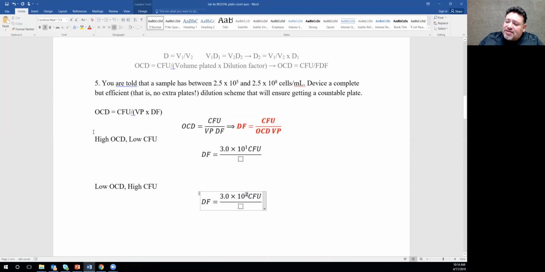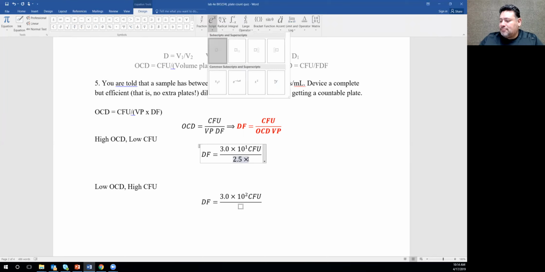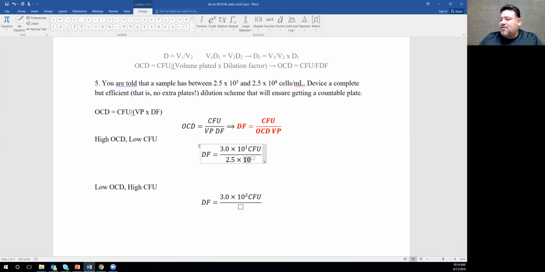What kind of an original cell density? In the first one, it has to be high. Which was the high between these two? Well, 10 to the 8th is higher than 10 to the 5th. So that's my high. So right here, at high OCD, I'm going to put 2.5 times 10 to the 8th, because that's my high, and that's going to be CFUs per milliliter.